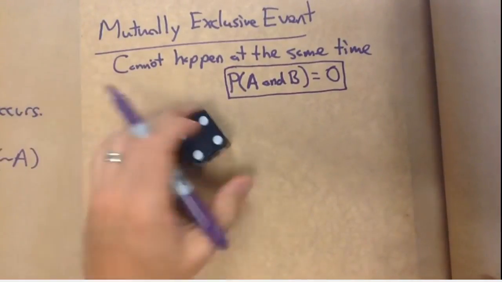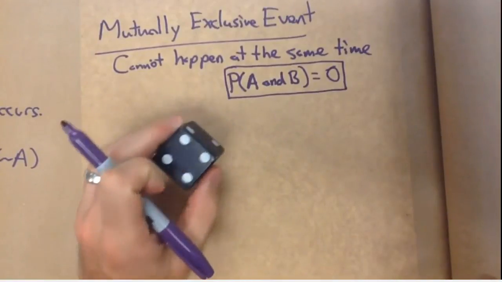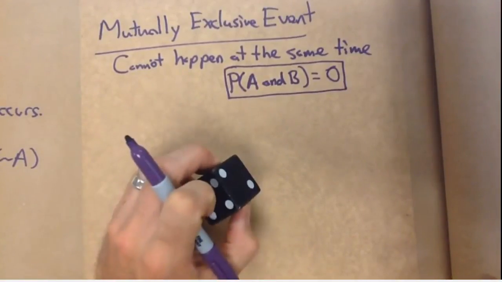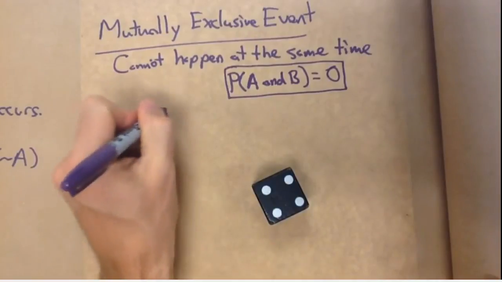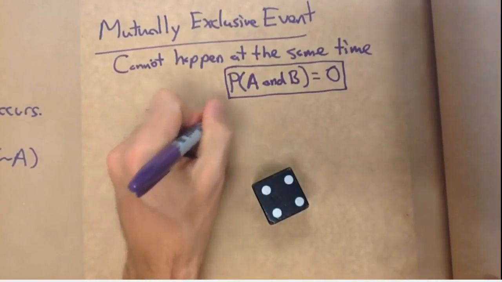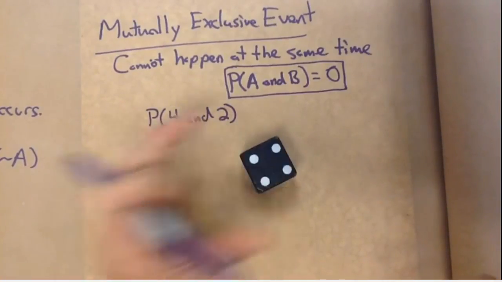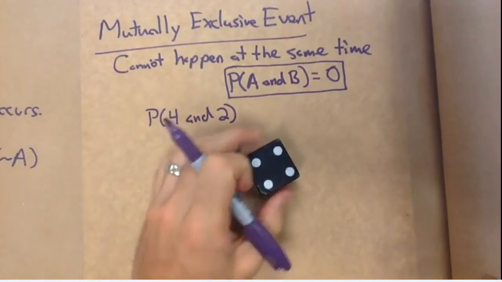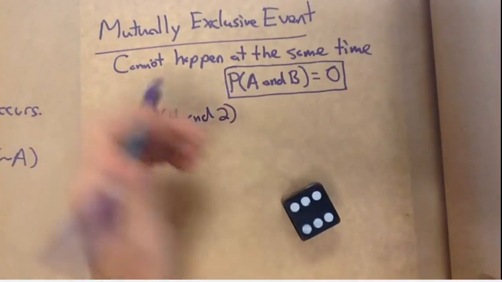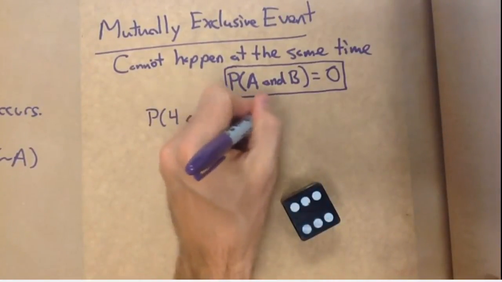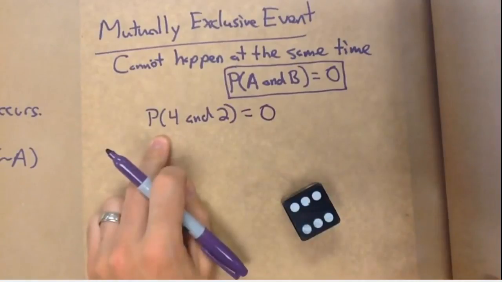Now let's think of our dice. What would be the probability of rolling a 4 and a 2? Well, I can't roll a 4 and a 2. It's not physically possible for the dice to go down and land exactly as a 4 and a 2. It could be a 4 or a 2 or something else. So this is a mutually exclusive event, so that probability is 0.